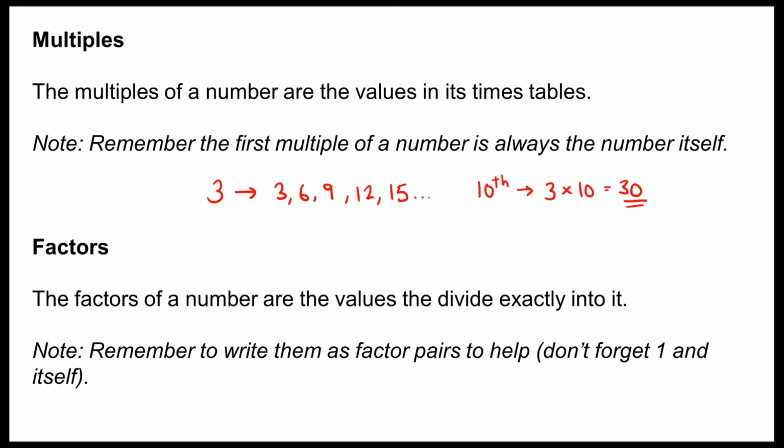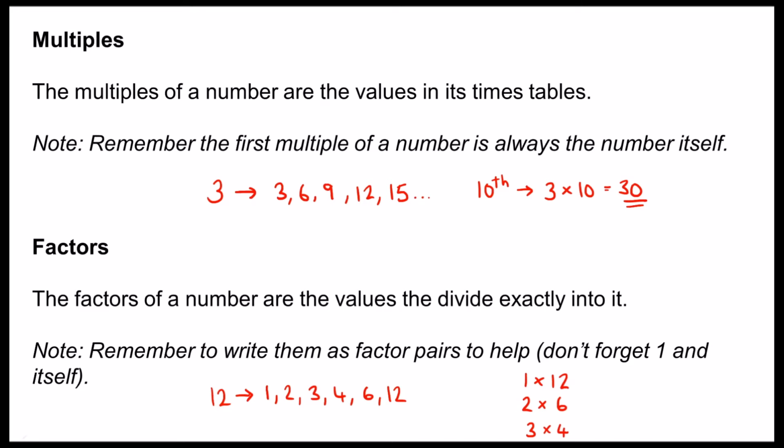We also said that the factors of a number are the values that divide exactly into it without a remainder. Remember that we can write them as factor pairs to help us do this, and we shouldn't forget that 1 and itself are always factors. So again, if I wanted to list the factors of 12, I can think about all of the numbers that times together to give 12. So that's 1 times 12, 2 times 6, and 3 times 4. So all of these 6 numbers are factors. So that's 1, 2, 3, 4, 6 and 12.